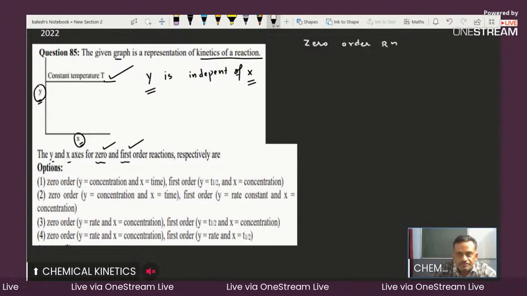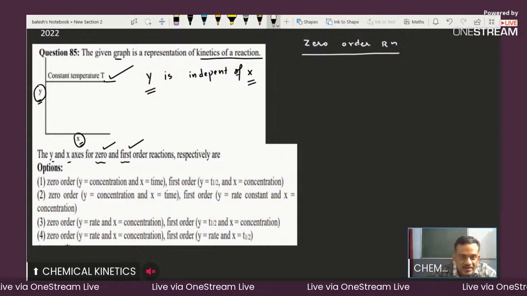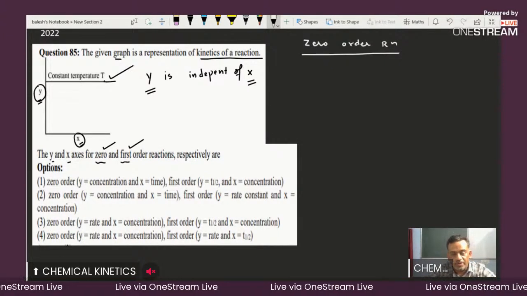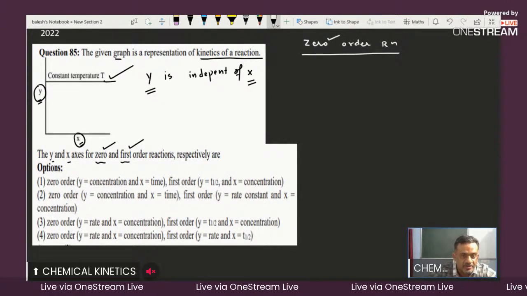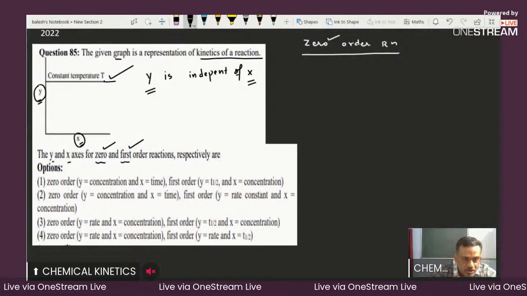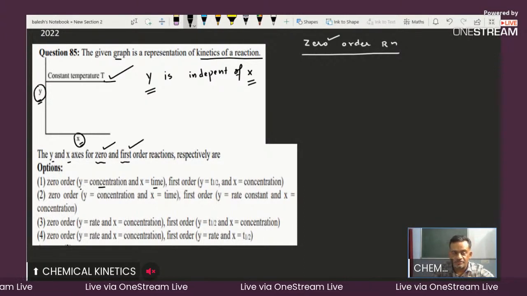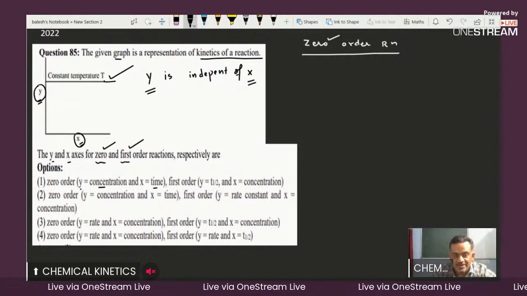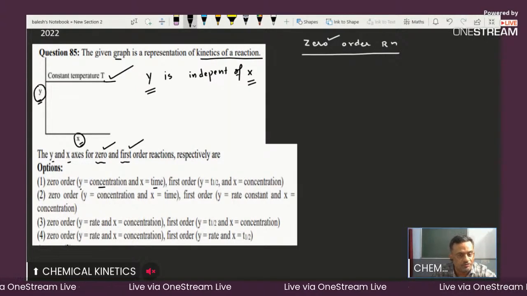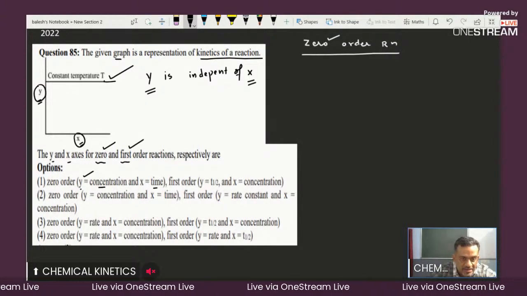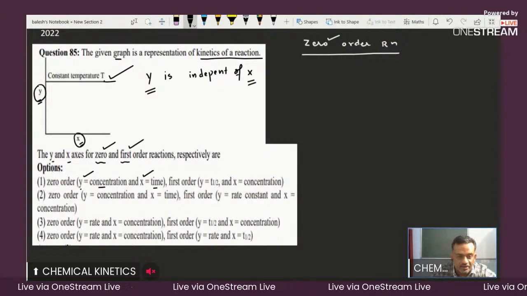For the zero order reaction, based on the graph, it is clear that y is independent of x. So we need to find out which two quantities are independent of each other, right? Let us read the first option. For zero order, y is concentration, x is time. Is concentration independent of time? No. As the reaction progresses with time, the concentration will change irrespective of the order. So y equal to concentration and x equal to time are not going to be independent of each other.